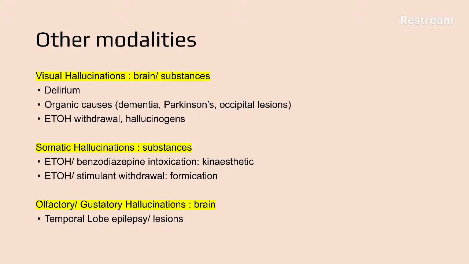I just wanted to point out that hallucinations in certain modalities are usually linked to certain causes, right? So visual hallucinations are usually because of problems with the brain or substance intoxication or withdrawal. So things like delirium, dementia, Parkinson's, occipital lesions, and then things like alcohol withdrawal. Somatic hallucinations usually have to do with substances, so things like alcohol, benzos, stimulants, etc. And then smell and taste hallucinations usually have to do with brain regions, things like temporal lobe epilepsy.